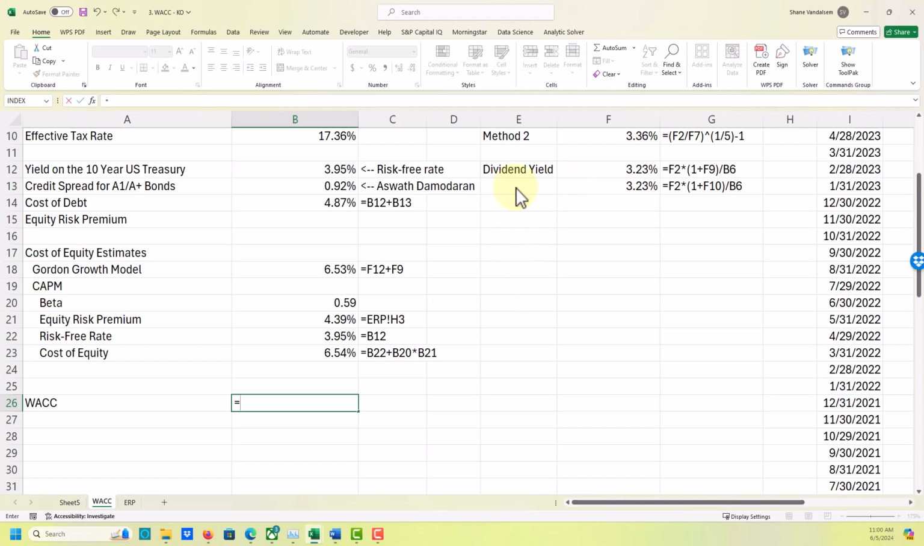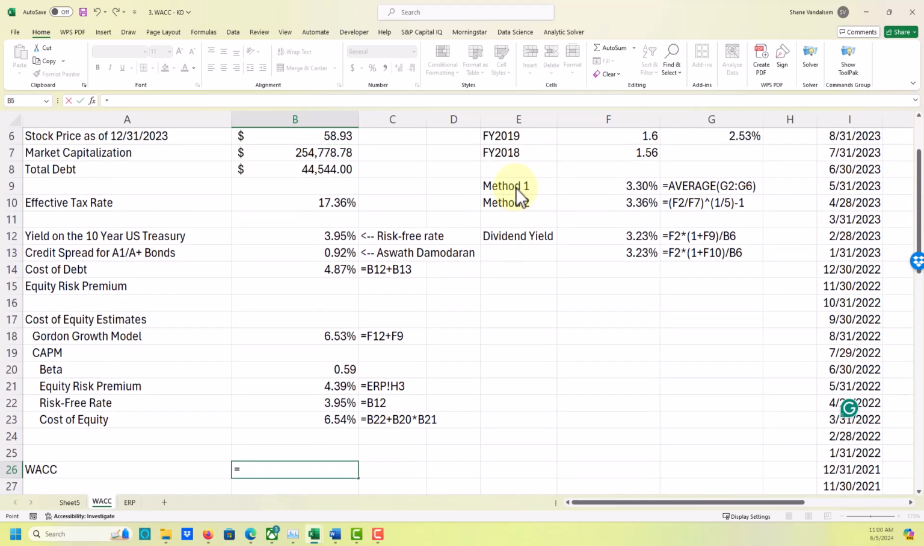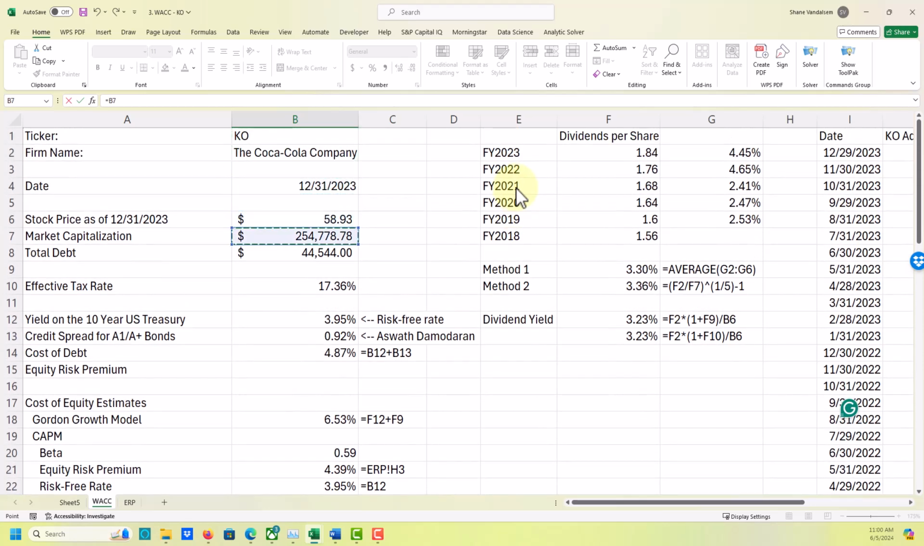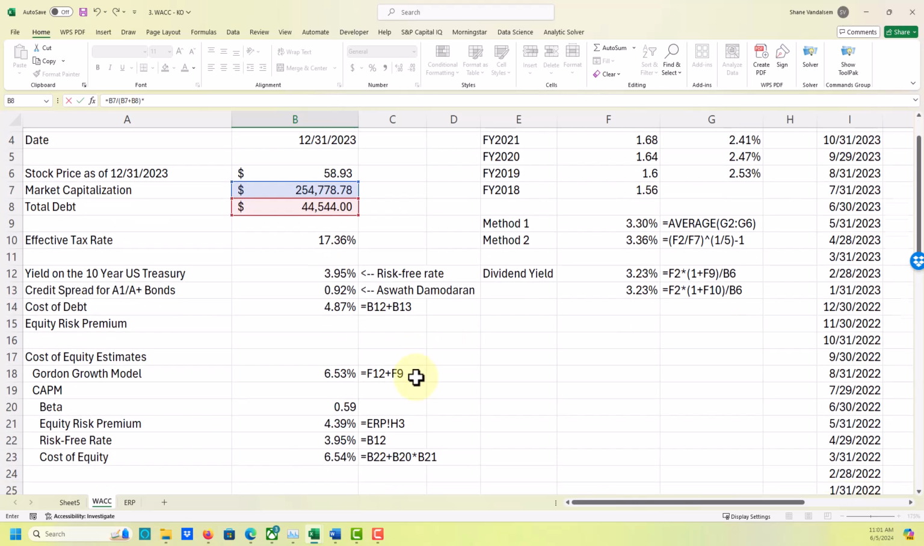So we have our weight of equity, our E, our value of equity. I'm going to go up here. So our market capitalization at the end of the year was $254.778 billion divided by that value plus the value of debt, the total debt, multiplied by cost of equity.